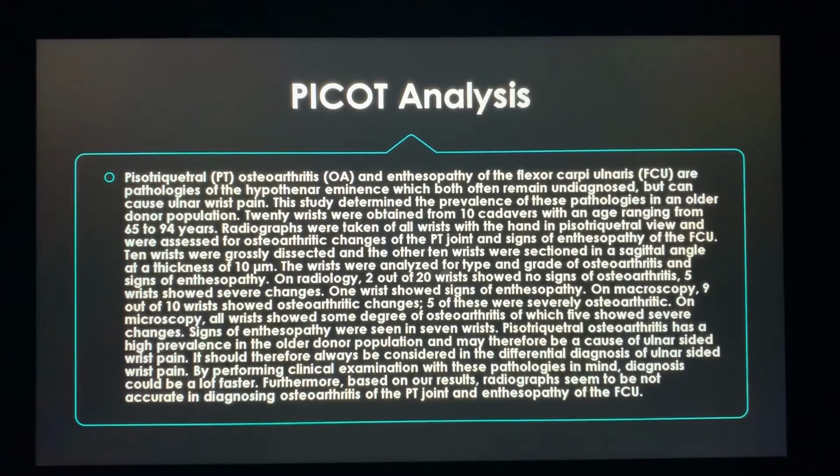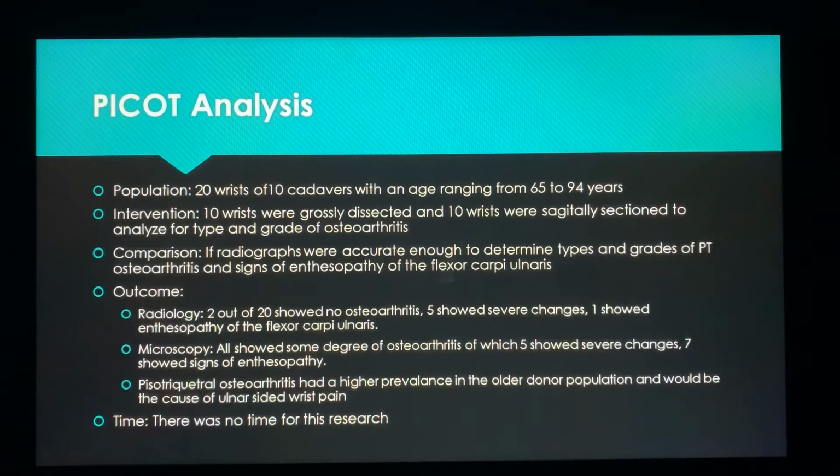This is my PICOT analysis. Population. 20 wrists of 10 cadavers with an age ranging from 65 to 94 years. Intervention. 10 wrists were grossly dissected and 10 wrists were sagittally sectioned to analyze for type and grade of osteoarthritis. Comparison. If radiographs were accurate enough to determine types and grades of PT osteoarthritis and signs of anesthetopathy of the flexor carpi ulnaris.